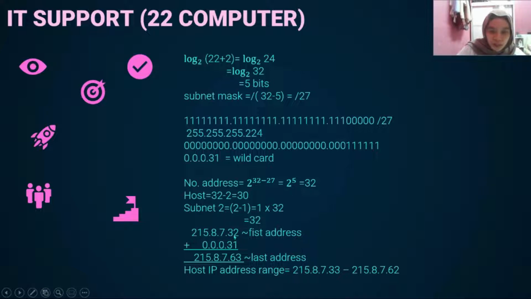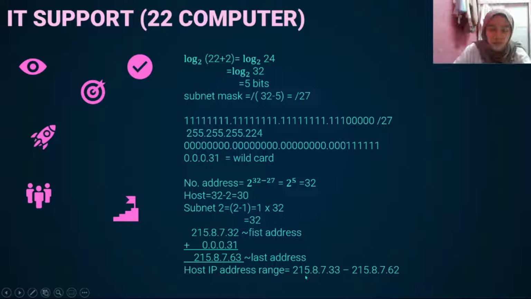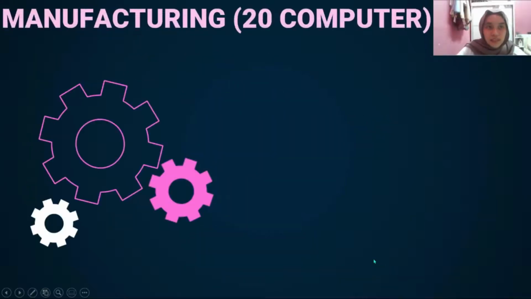And then you will get the host IP address range by taking the 4th octet of the first address, plus 1, and you will get 215.8.7.33 to 215.8.7.62. You will get the 62 by minus 1 from the last address. So this is also the default gateway, which is 215.8.7.33.